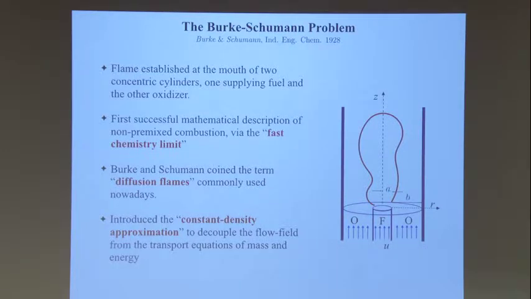They provided the first mathematical description of such a problem in what they call the fast chemistry limit, which I will talk about in the next half hour or so. They, in fact, coined the term diffusion flame for these non-premixed situations. In fact, they introduced a constant density approximation in that solution. In other words, they assumed that the mass flow rate remained constant, not affected by the combustion. Of course, they didn't use the word constant density, but effectively that's what they did. We are going to talk about that problem a little later.